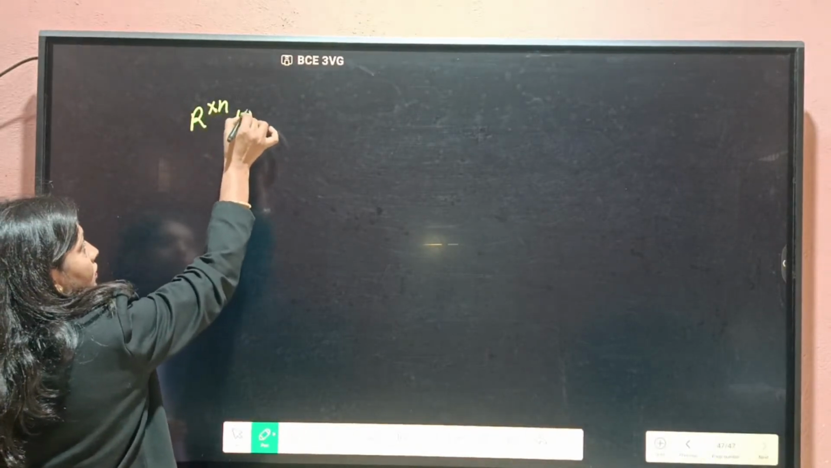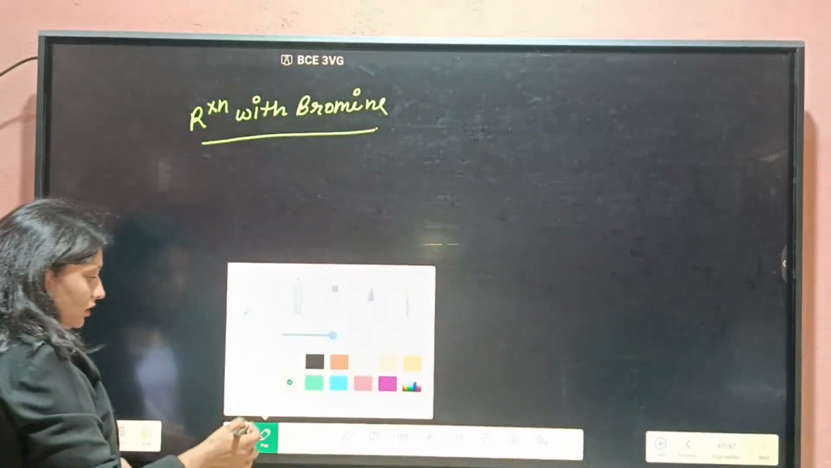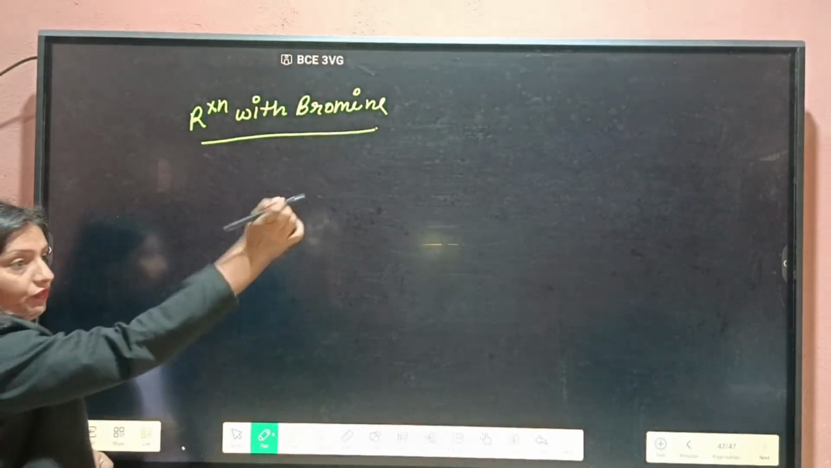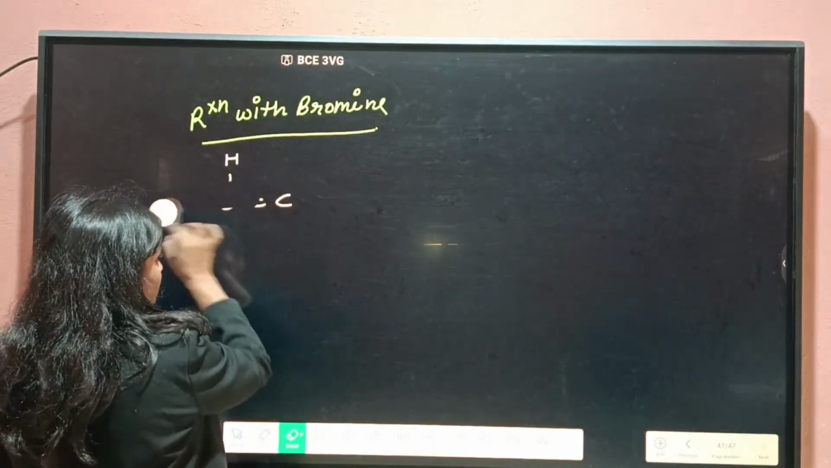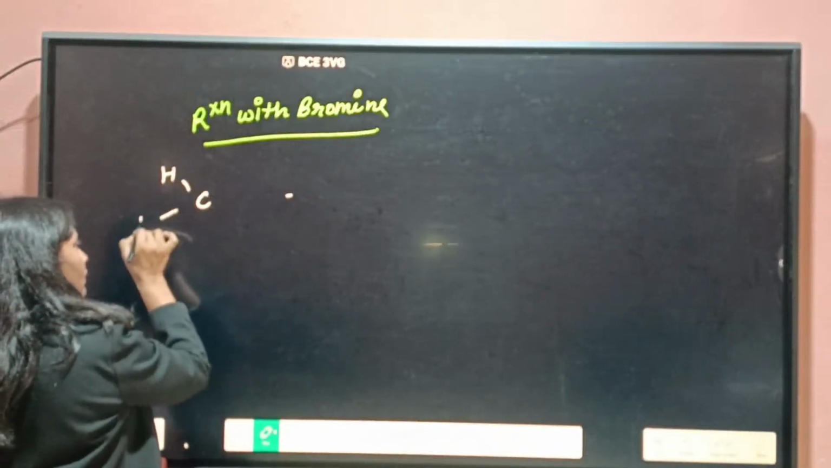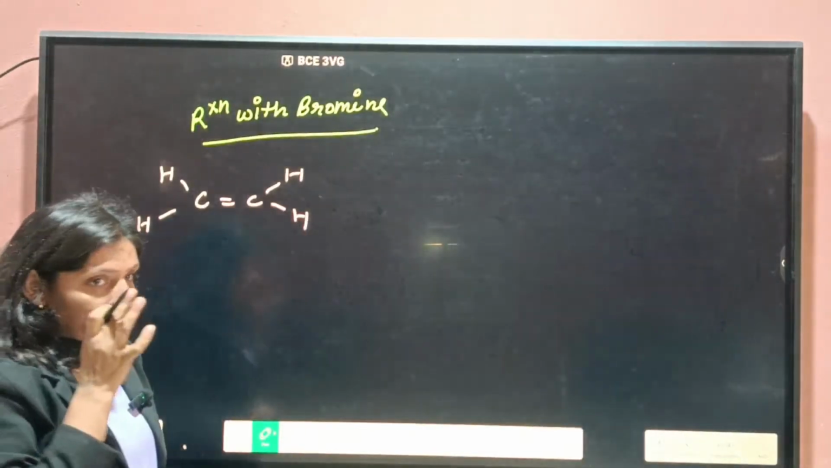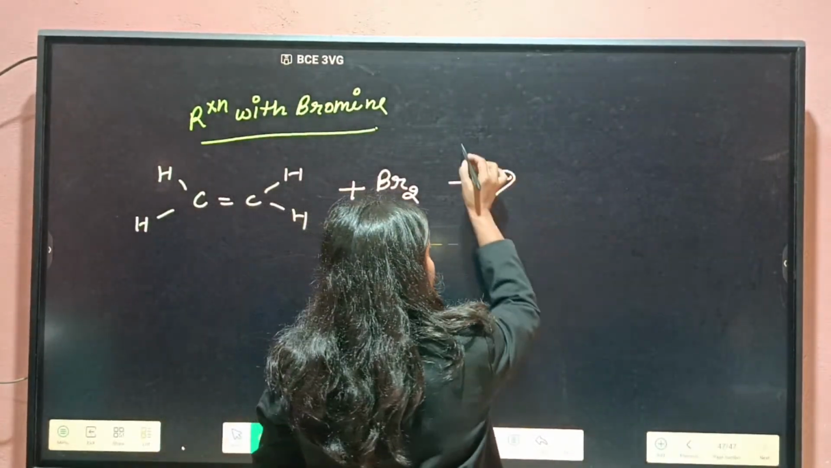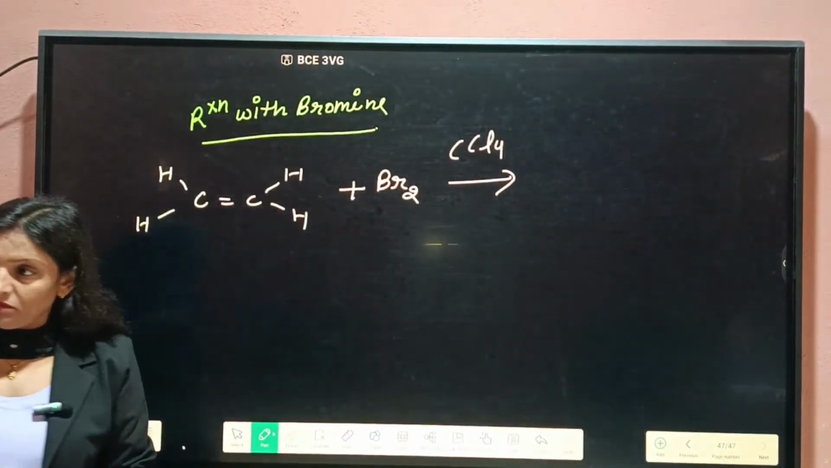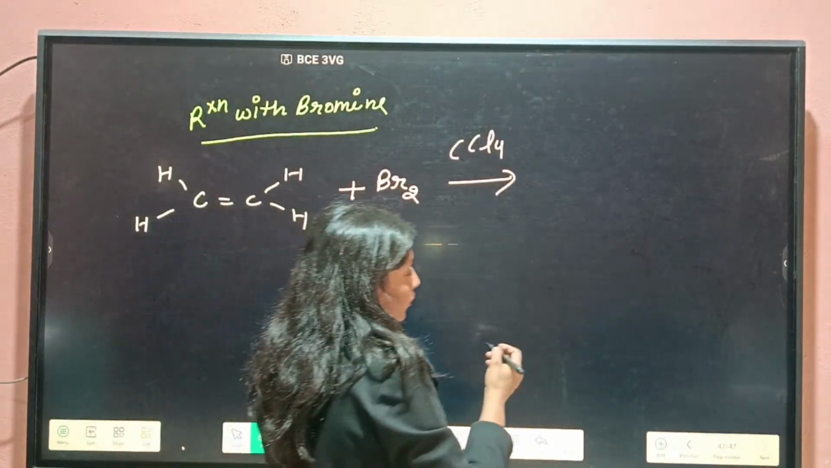One is the reaction with bromine. Students, if we have an alkene and we react the alkene with bromine in the presence of carbon tetrachloride, CCl4, then we get a vicinal dihalide.